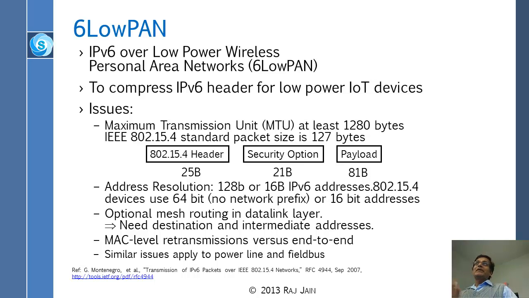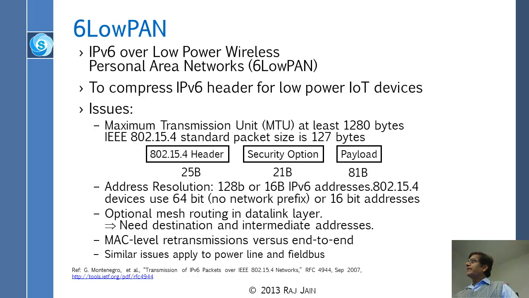The sizes don't match. Second problem is the addresses don't match. IPv6 uses 128-bit addresses. So that is just too big. If you have to put 16 bytes of source address, 16 bytes of destination address, and so on and so forth, this is wasting the payload, right? And so somehow we need to change those addresses to little quantities.